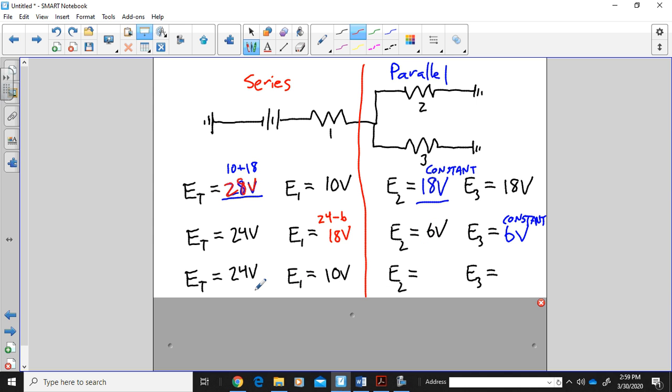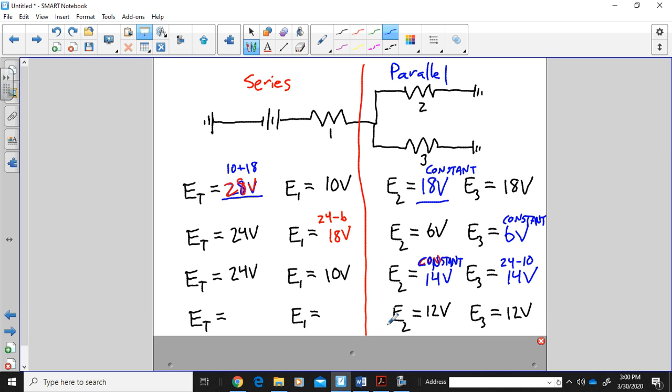Another example, 24 volts total, 10 volts at E1. What's it going to be at E2 and E3? Alright, because this is constant, this is knowable. Alright, so if I have 24 volts, I drop 10, I've got 14 left for the parallel side. I've got 14 volts. I know it's constant throughout the... Don't split it up. Don't give me 7 and 7.